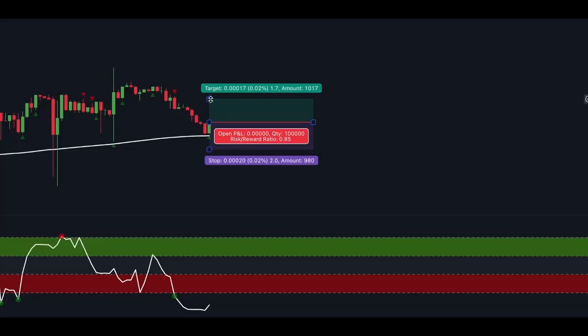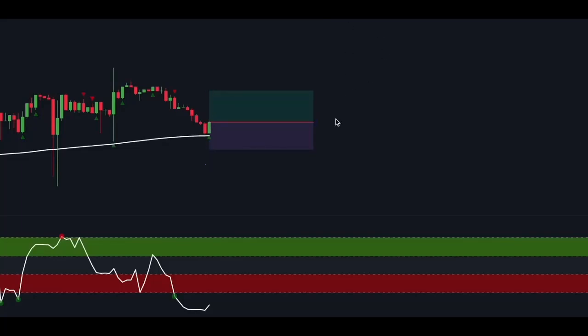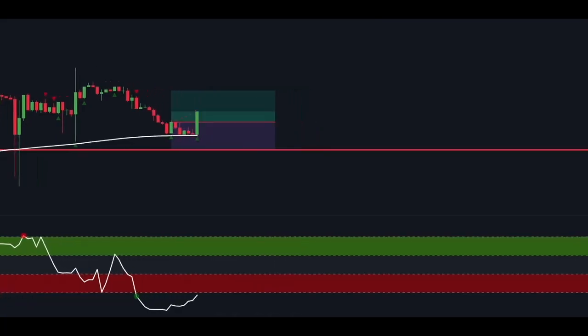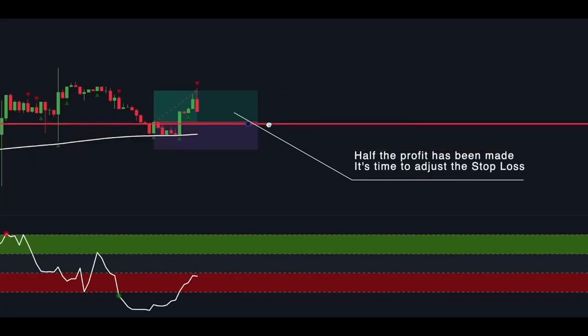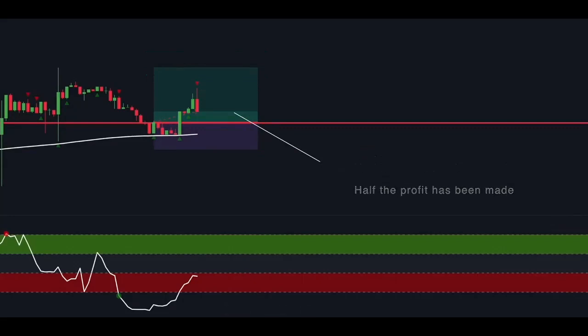Do not enter the trade if such a candle was formed after the money flow index left the overbought zone. Enter a short trade only if all the conditions are met. Place the stop loss above the swing high and target 2 times the risk. The stop loss should be adjusted to break even once half the profit has been made.